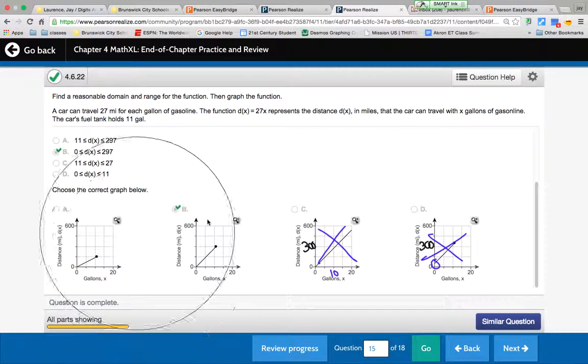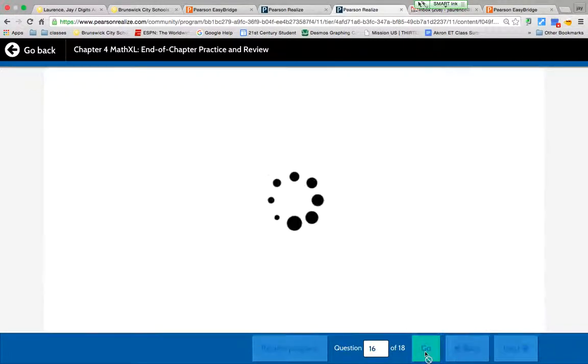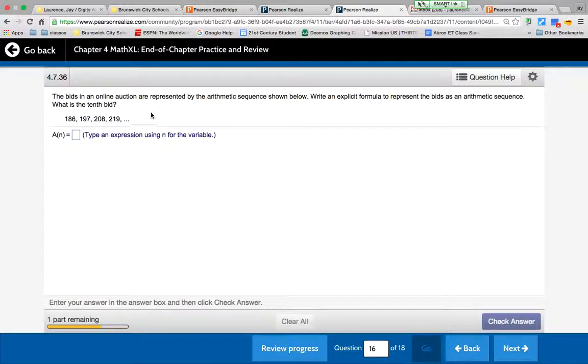We're going to do 16. Go. All right, the bids in an online auction are represented by the arithmetic sequence shown below.